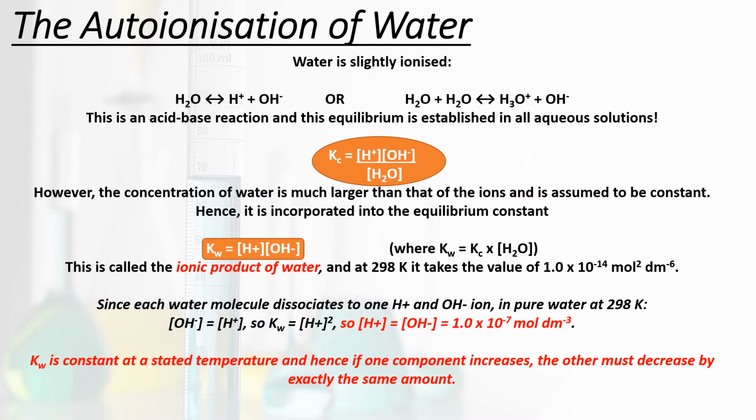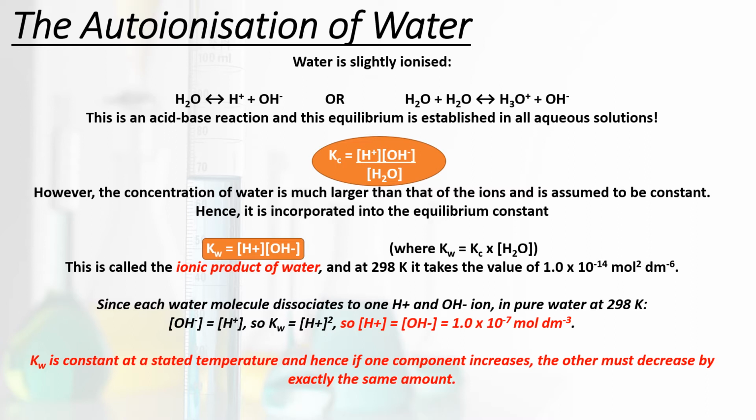And so because it's an equilibrium, we can write an equilibrium expression. Remember that when we do this, we always put our concentrations of our products divided by the concentration of our reactants. So the equilibrium constant here, Kc, for this reaction, is our H+ concentration, our OH- concentration, divided by our water concentration.